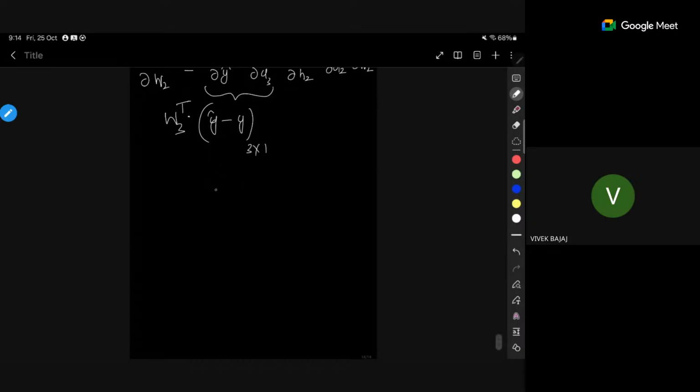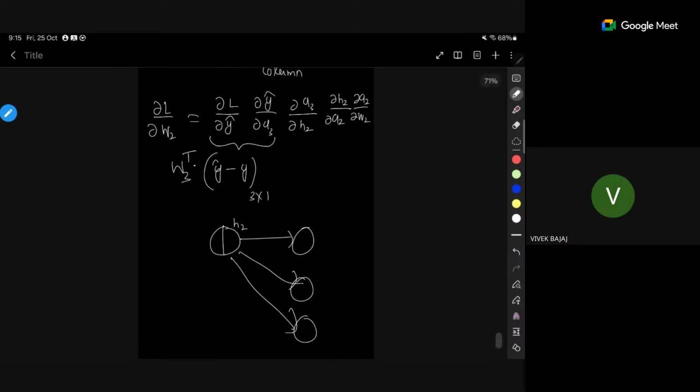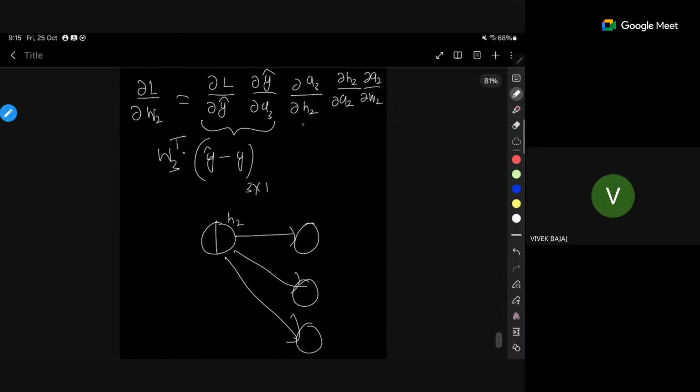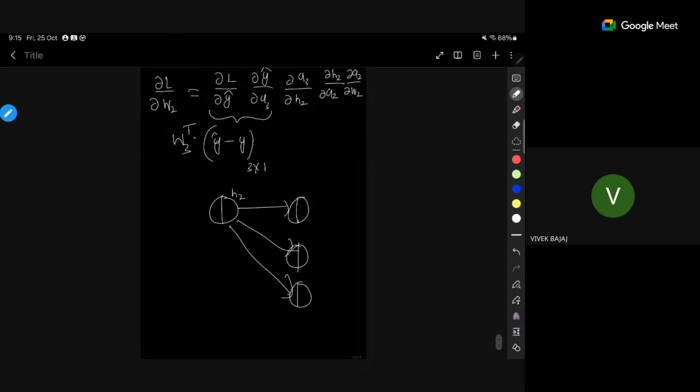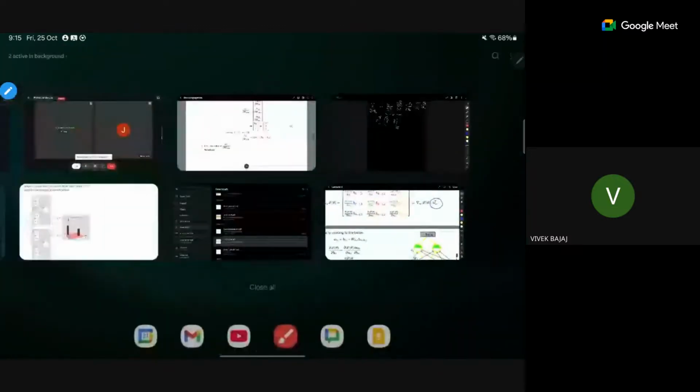Another reason is, since you can see that this is my H2, and this was my 3 thing, and it's going towards all of them, 1, 2, 3. When I come back and ask A3 with respect to H2, I'll do it with respect to here and there, so I will have 3 derivatives and I need to sum them up. Ultimately you have to bring this W3 in front, and then only multiplication is possible. And the same thing is explained in the lecture also.